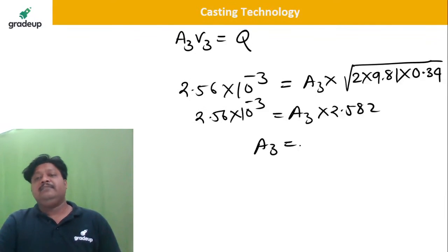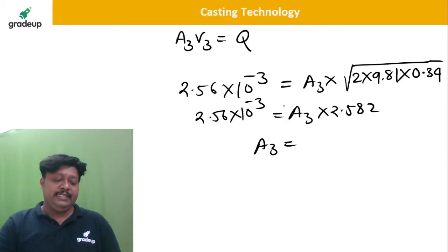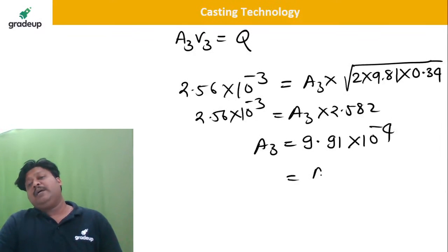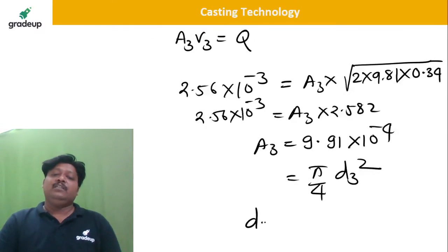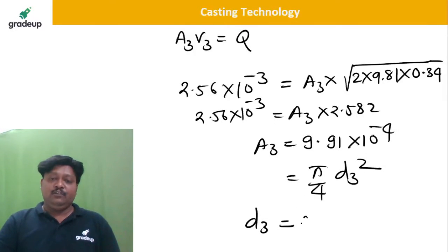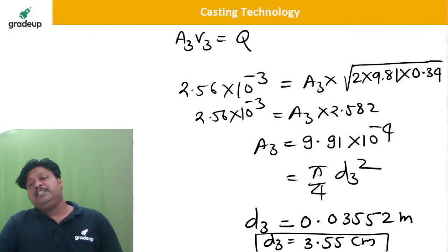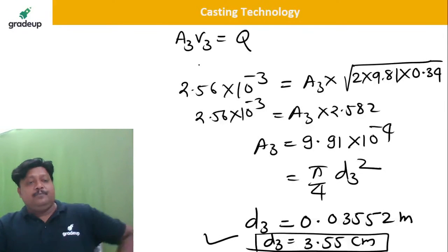Please check it out. A3 will be 2.56 into 10 to the power minus 3 divided by 2.582, and the square root of this. So the area will be 9.91 into 10 to the power minus 4, which is equal to pi by 4 d3 square. So tell me the value of d3. Multiply by 4 divided by pi and take the square root of the answer. It will be 0.0355 meter. In centimeter, multiply by 100, it will be 3.55 centimeter. So this is the diameter at point 3. This is the answer. Please check it out.